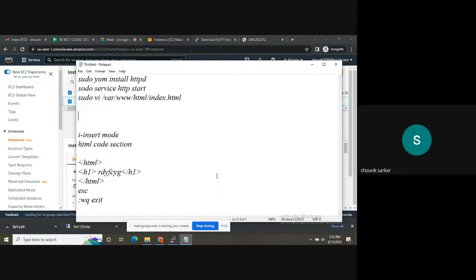Anyone have any idea why we write the index?